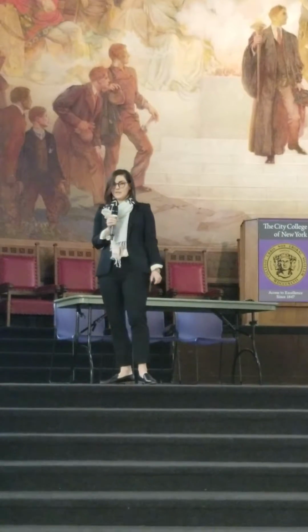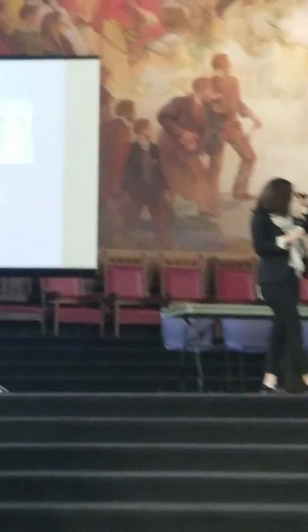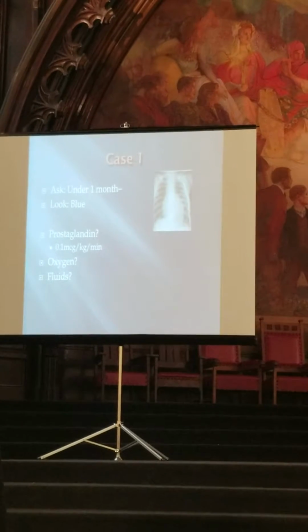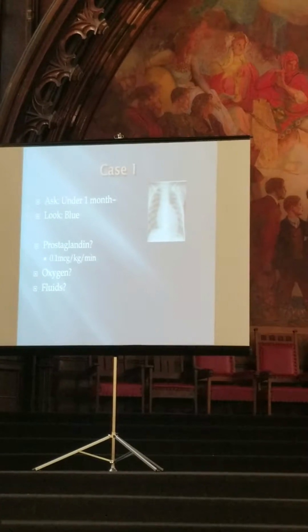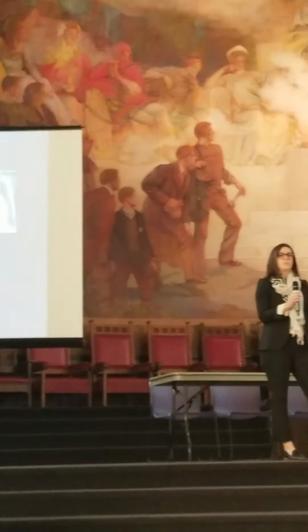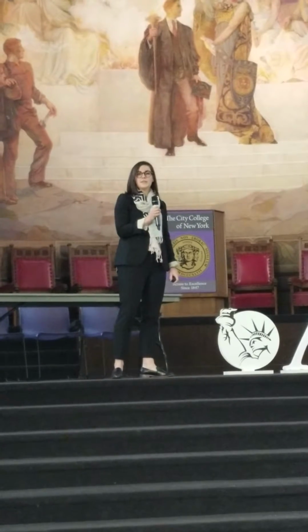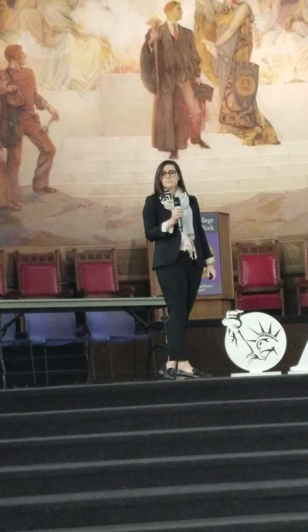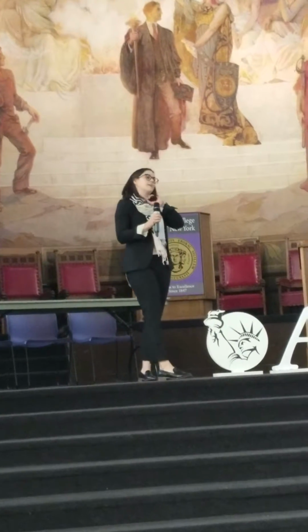All right, so case 1, our little 5-day-old, it's blue. Are we going to give prostaglandin? Heck yeah, we are. So we're going to be worried about a ductal-dependent lesion, so we want to give prostin early to these kids. 0.1 mics per kilo per minute to start, and you're going to look for an improvement in your oxygenation. Do you want to give them oxygen? Yes. Be careful though. Our kid was satting 30, you're going to throw some oxygen on them.